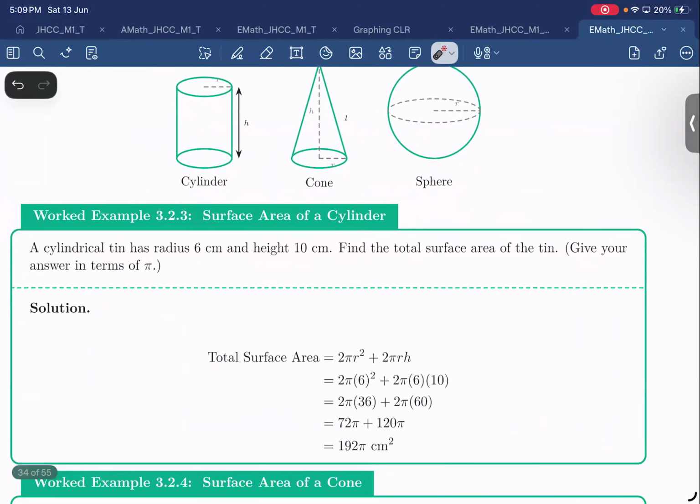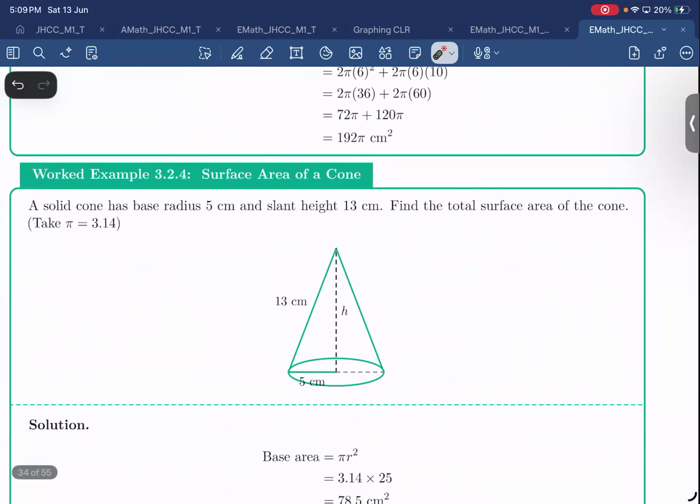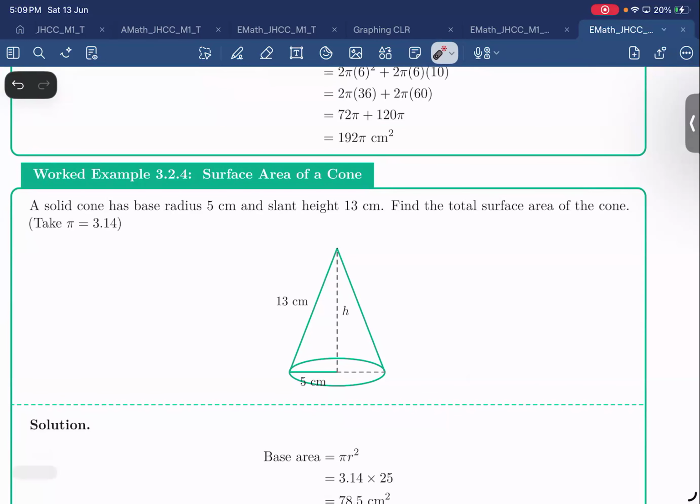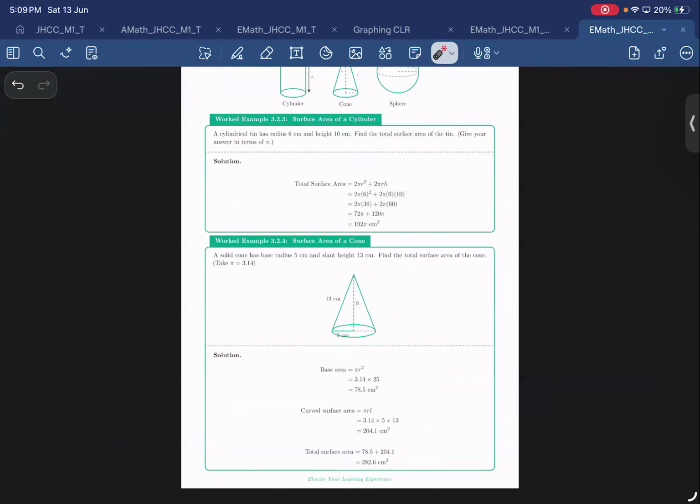Radius 6 and height 10, find the total surface area. You must add the two caps also. So 2 pi r squared plus 2 pi r h. Just sub in the formula, it's quite easy. Surface area of a cone: you must add the base area, which is pi r squared, then the slant surface area, which is pi rl. So pi times 5 is the radius, and the slant height is 13 in this case. Usually you use l to denote it. Add them together is 282.6 cm squared.